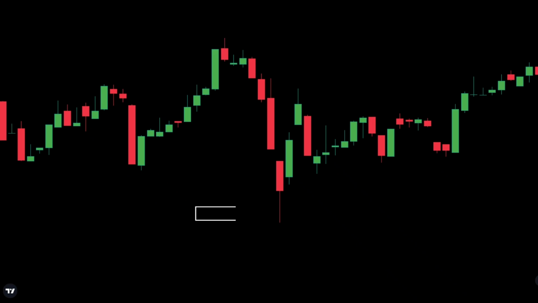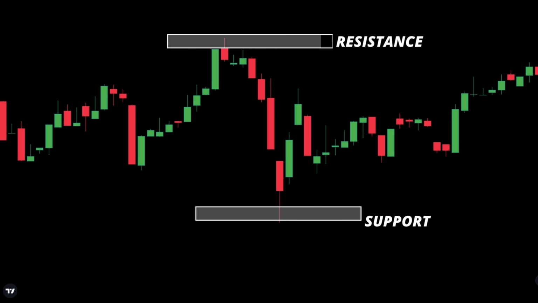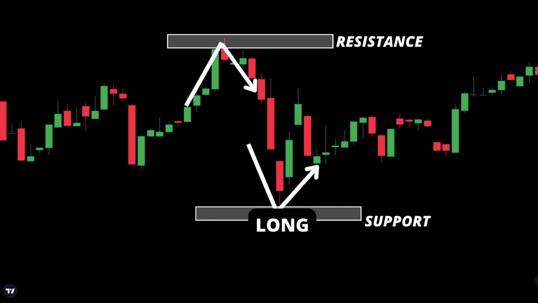In simple words, support is the bottom line where we see the price reversing and going up, whereas resistance is the top line, where the price reverses and goes down. Support is like the floor, and resistance is like the roof. So if we know the support and resistance, then we can predict in what direction the price will be going next. Whenever the price touches the support level, we expect the price to reverse and go up, so we take a long position. When the price hits resistance levels, we expect it to reverse and go down, so here we take a short position.